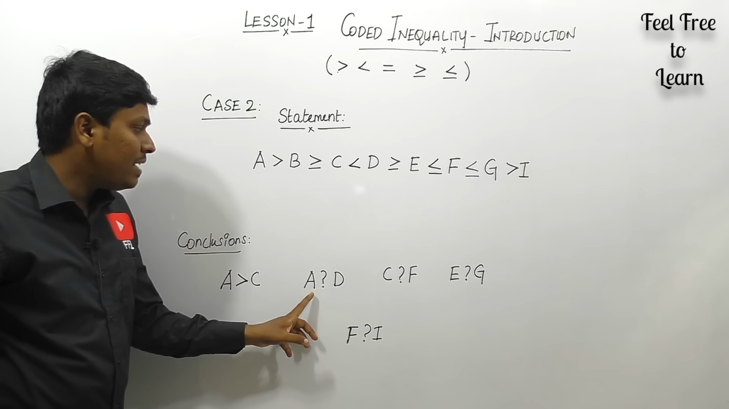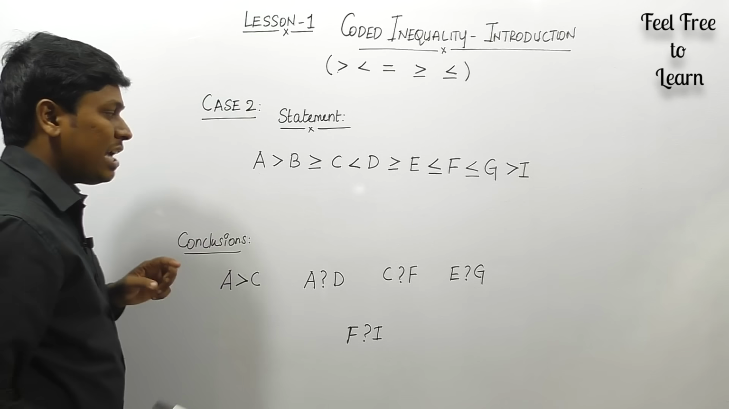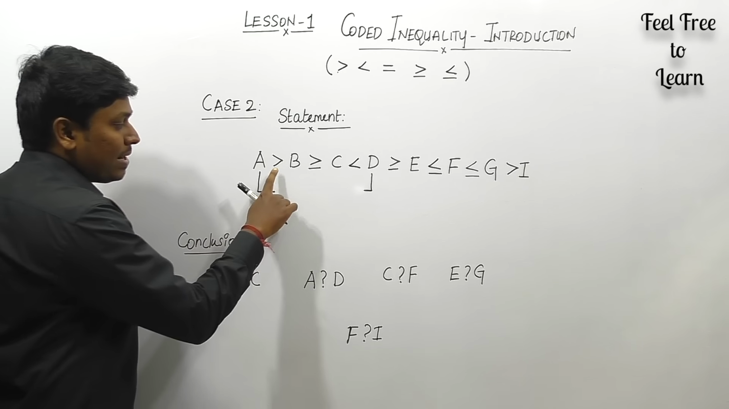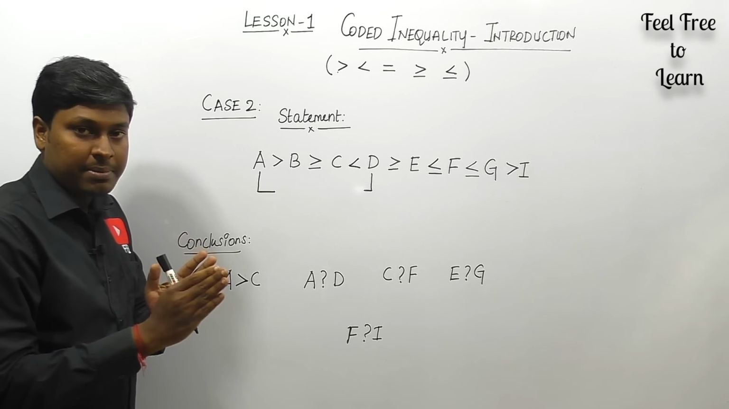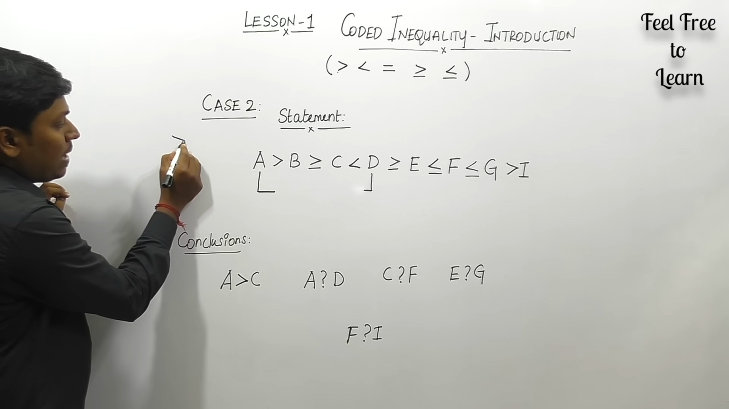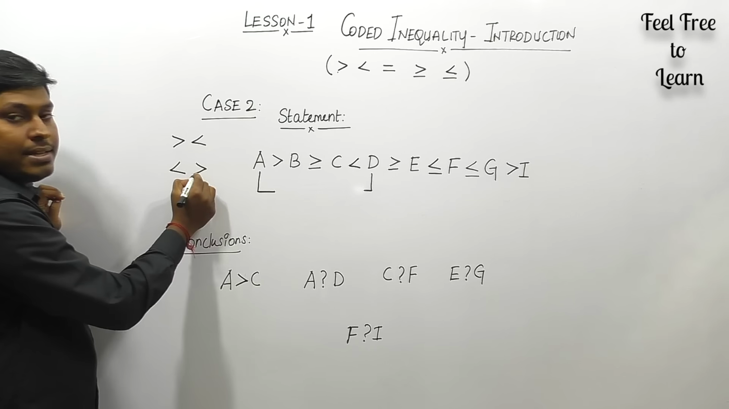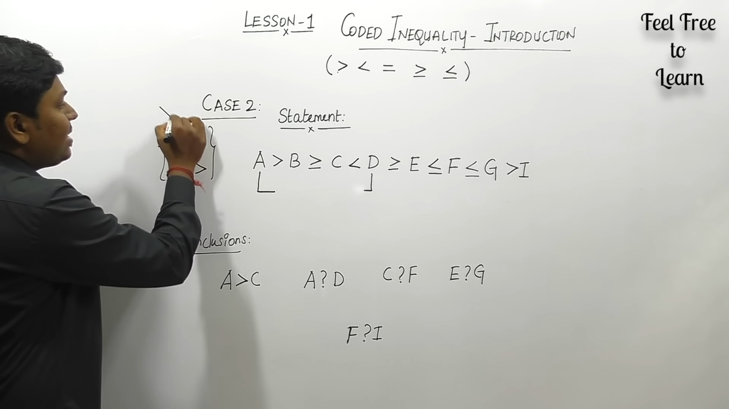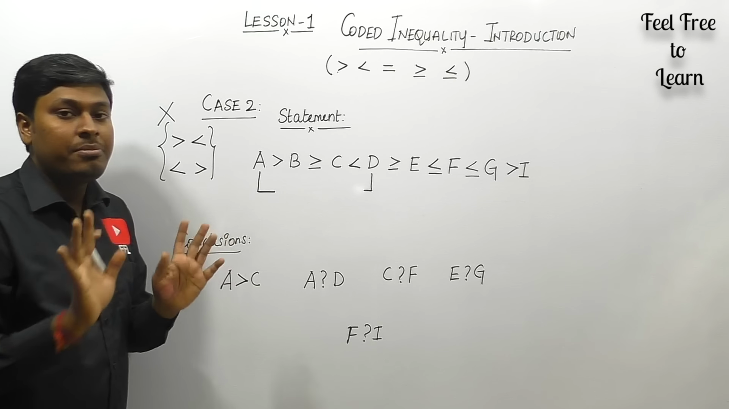For the second conclusion, we need to find the relationship between A and D. Friends, listen carefully, important concept. While comparing A and D, we have three symbols. One is greater than or equal to, and here it is less than. Friends, listen to this concept carefully. While seeing the symbols, if you find one greater than and one less than, or one less than and one greater than, then definitely we can't find the answer. We can't predict the relationship between both the letters.